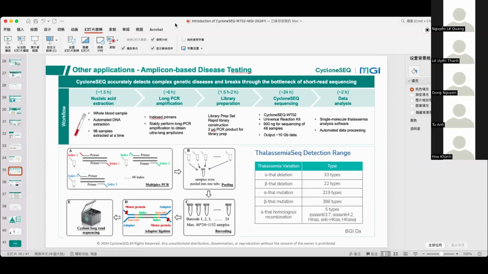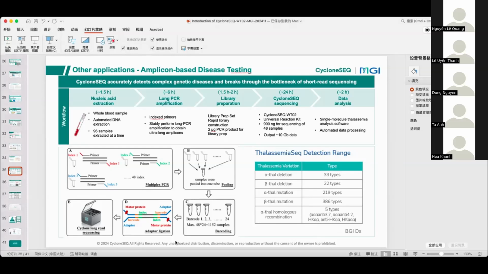Sorry, I have talked to our Cyclone team because this workflow for thalassemia is developed by BGI Research and BGI Genomics. So maybe we can get more details from BGI Genomics after this meeting and get back to you. Okay, thank you. Thanks a lot.